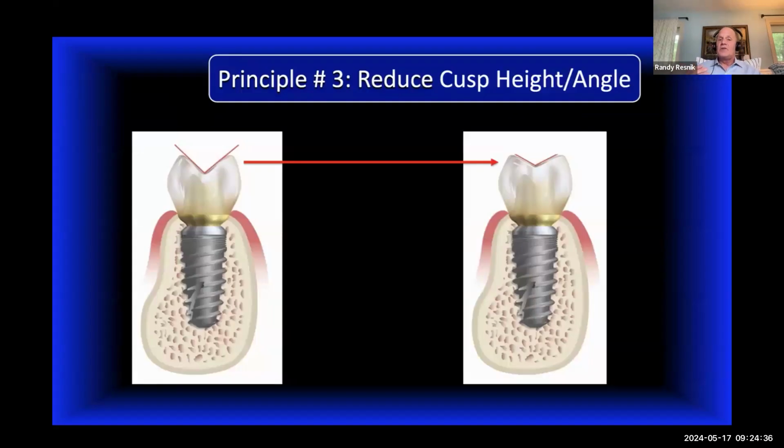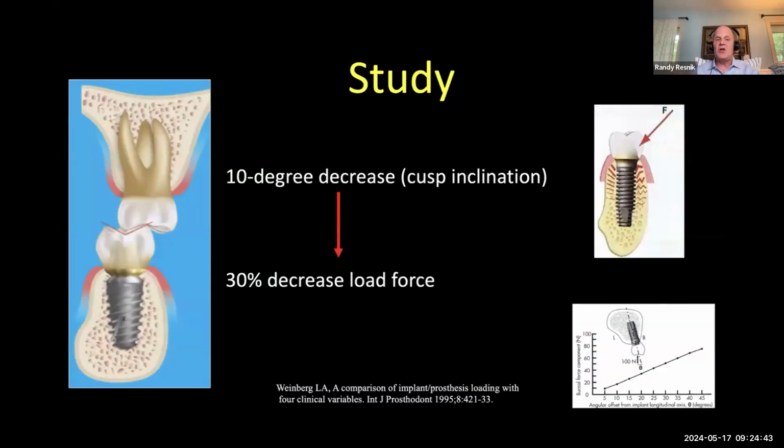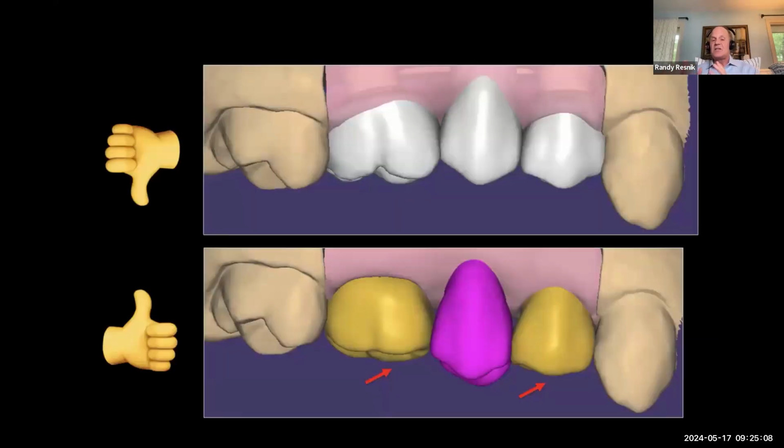Number 3, reduce the cusp height, which I basically just talked about, and the angulation. Why is that? Because studies show when you have a larger cusp inclination on implants, you have greater force. Decreasing the cusp inclination by 10 degrees in this study showed a 30% decrease in the load force to that prosthesis. That is rather significant. So we don't need these 30, 40, 50 degree cusps, because all that does is give us shear forces.